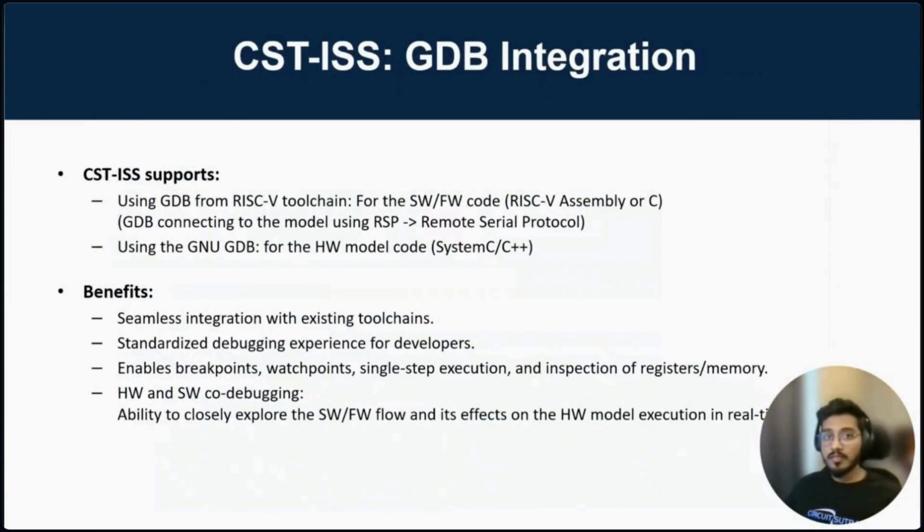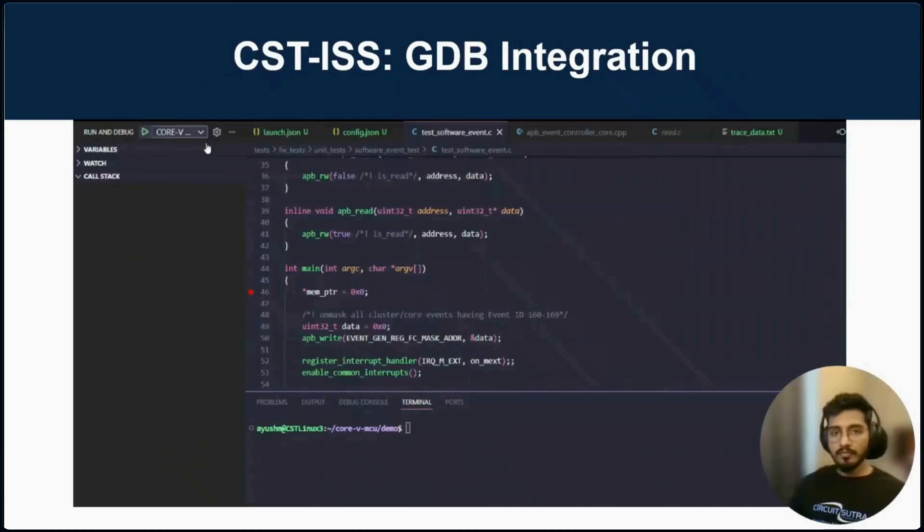The CST-ISS supports GDB debugging for both software and hardware code, supporting software code debugging environments, opening up opportunities to evaluate the impact of software on the hardware in real time, making optimizations and finalizing the partitioning. This also ensures integration with standardized tools and tool chains. For example, we will see the breakpointing and other features in the next slide.